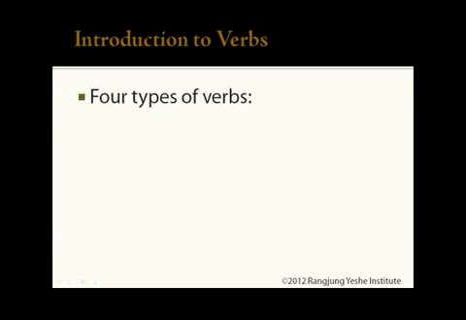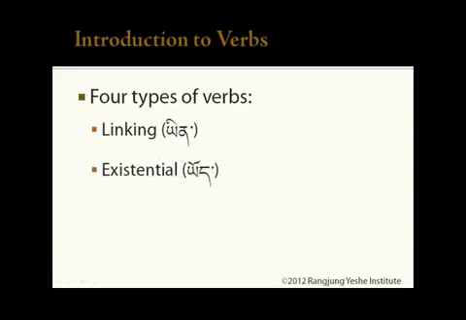In general, there are 4 types of verbs. Linking verbs, or copular verbs, are used to link a subject and a predicate. These types of verbs function in the same way as to be in English. Existential verbs show the existence of something. They carry a similar meaning as to exist, or sometimes to be in English.